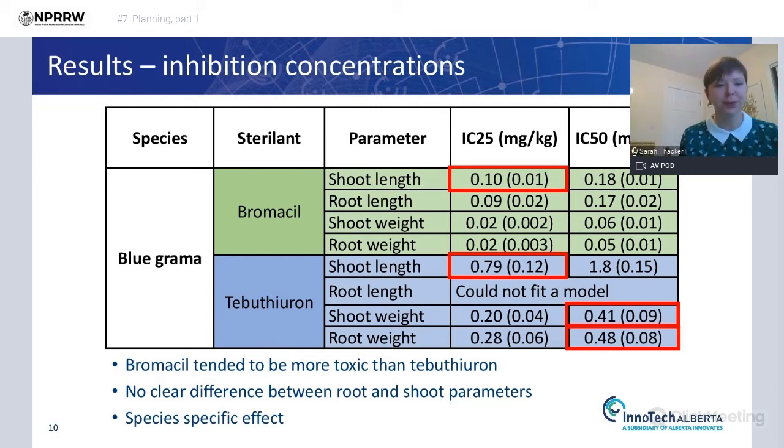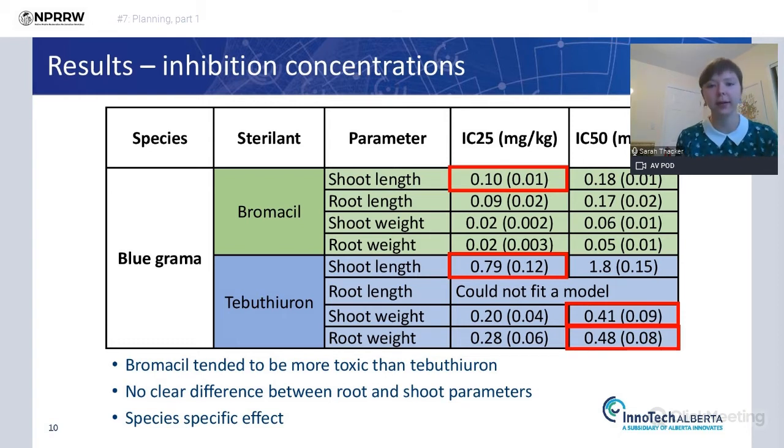Okay, so getting into the results, I'm going to use blue grama as my example again, because there was a lot of data to go through. So generally, emergence was really not impacted by sterilant concentration. Even at the highest concentrations, we did not see impact on emergence, but generally after emerging, the plants died shortly after that. In general, bromacil tended to be more toxic than tebuthiuron.